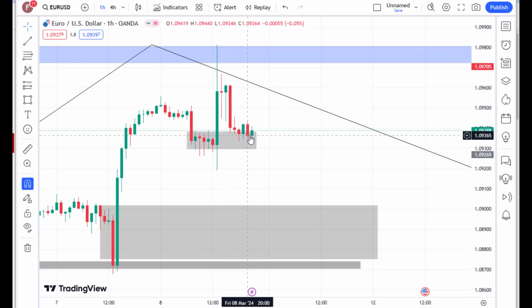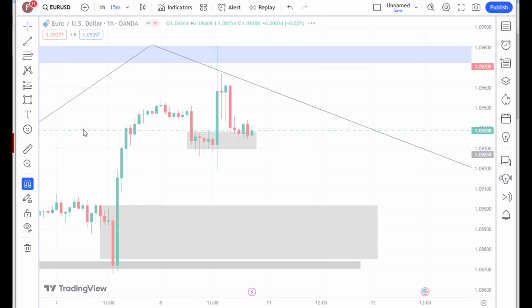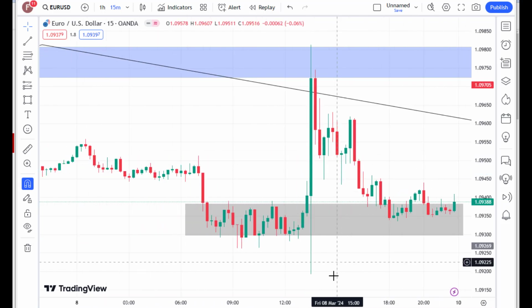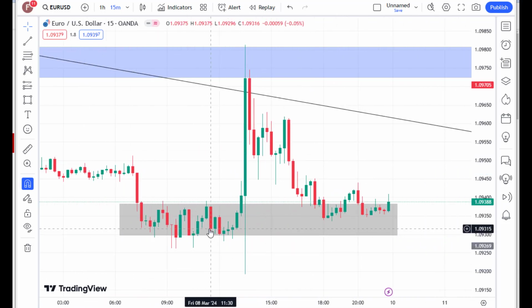So there's still a possibility that price can go up here, but we have a higher probability of this zone here. But if you look at it based on the 15 minute time frame, you can see this is actually a demand zone, right? This is a demand zone here.